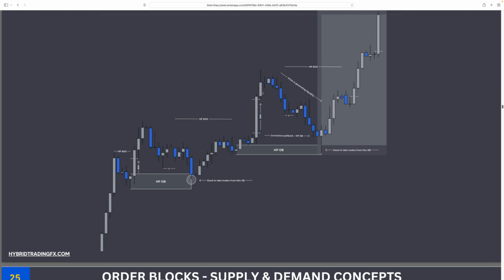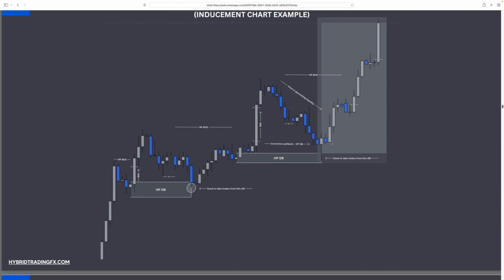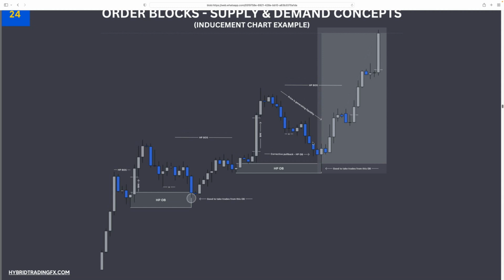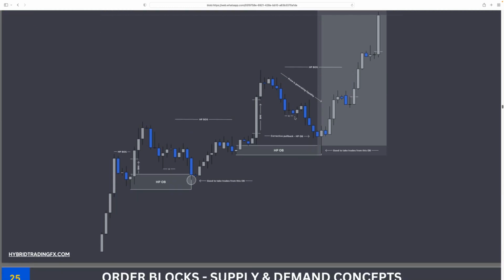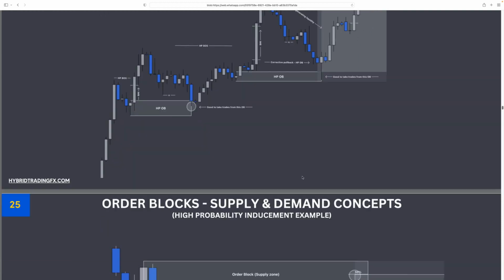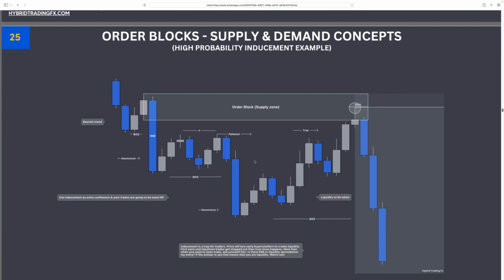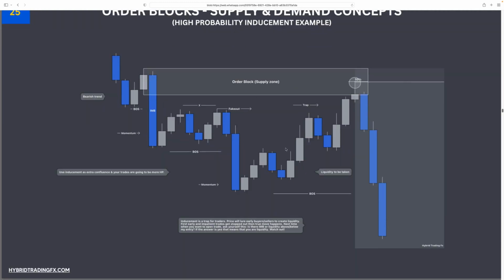Again, you do not see momentum as here. There is no bullish momentum here. It's not like this. You didn't have that momentum, but it was still kind of bearish. You see that we have only a couple of bullish candles and the majority of them were bearish. So, yeah. Again, really high probability to use inducement as extra confluence, guys, on your charts. And this is basically it. Okay, high probability inducement example on the chart.